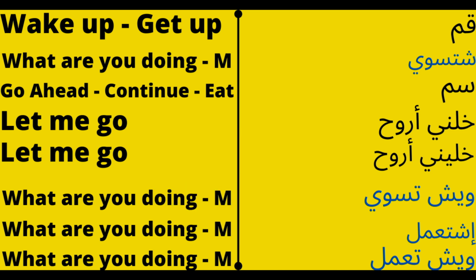Next one is another way to say the same sentence. خليني أروح. خليني also means let me. So here خلني means let me, and also خليني means let me. خليني أروح, let me go. As we said, أروح is I go. So خلني أروح or خليني أروح means let me go.